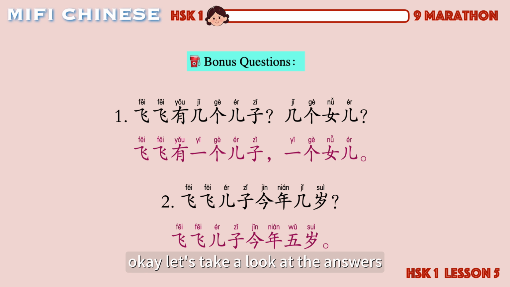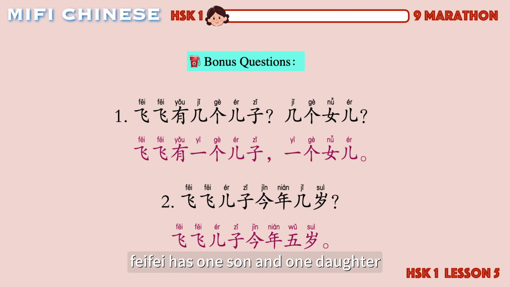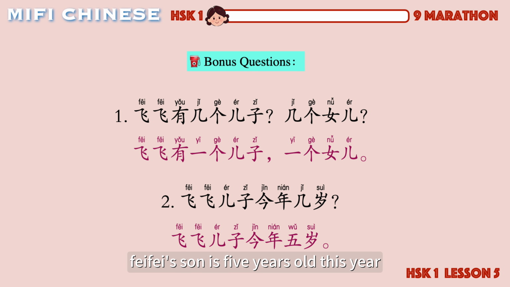Okay, let's take a look at the answers. 菲菲有一个儿子，一个女儿。According to the text, Fei Fei has 1 son and 1 daughter. Number 2, 菲菲儿子今年5岁。Fei Fei's son is 5 years old this year.